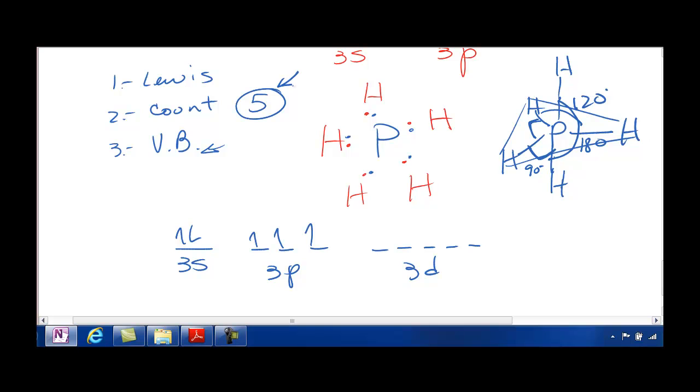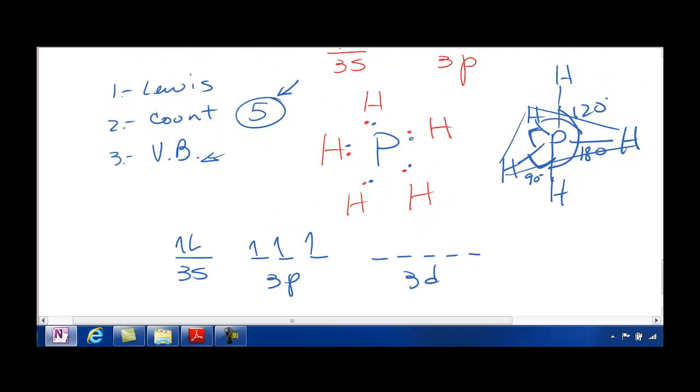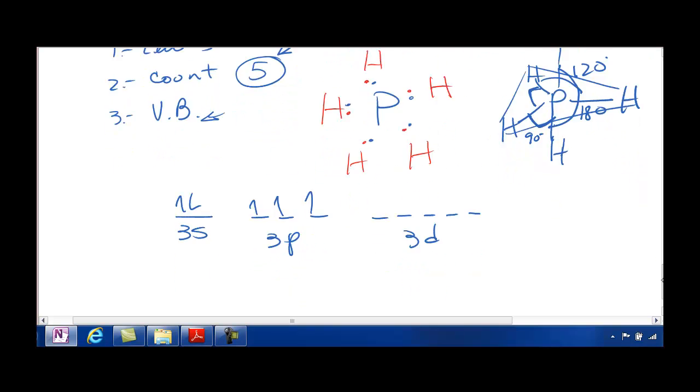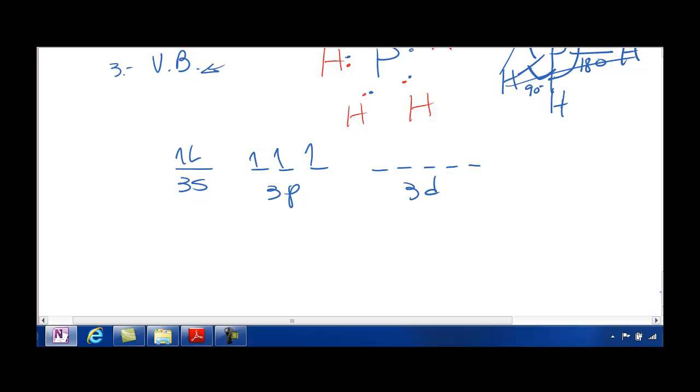Because there's 5 hydrogens. If I had 3 hydrogens, maybe. Even 3 hydrogens would not work because in PH3, the angle is not 90 degrees, which is what the atomic orbitals would indicate. But in here, I need a count of 5.